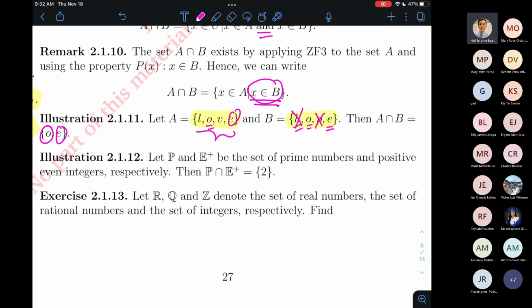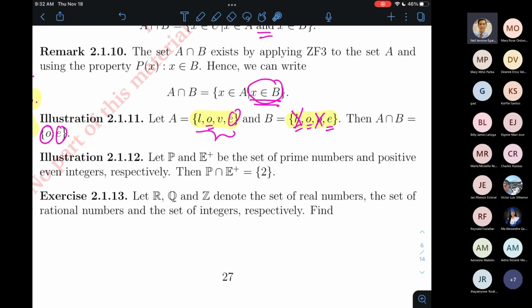Now another illustration in terms of infinite sets. Let P be the set of all prime numbers and E plus be the set of all positive even integers. Then I hope you will find it obvious na yung intersection ni P at saka ni E plus ay yung set containing 2. Kasi dapat yung mga elements ng intersection, mga prime numbers, and at the same time, dapat even positive integer. And there's only one such element, si 2 lamang. Kasi any even integer greater than 2 will become a composite number. Hindi na siya pwedeng maging odd.